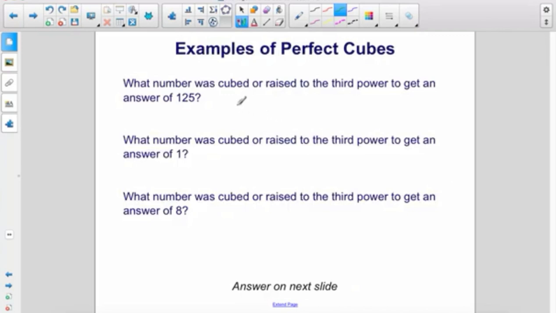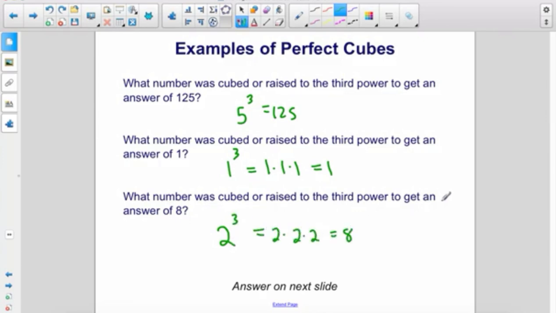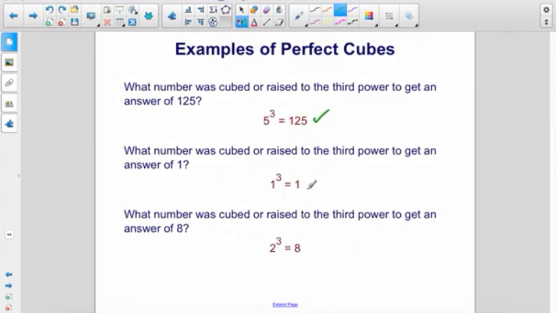What number was cubed? Or you could say, what number was raised to the third power to get an answer of 125? Well, the answer was 5, because 5 cubed is 125. What number was cubed to get an answer of 1? Well, that would be 1. 1 cubed is 1 times 1 times 1, which is 1. What number was cubed to get an answer of 8? That was 2. 2 cubed equals 2 times 2 times 2, which is 8. All right, and here are the answers.